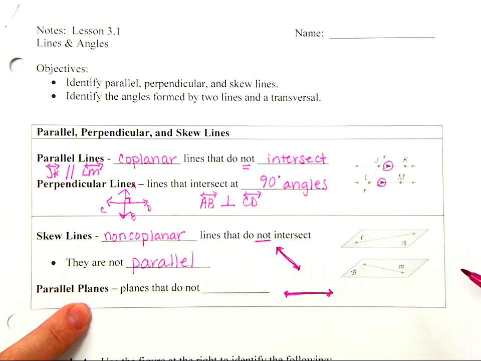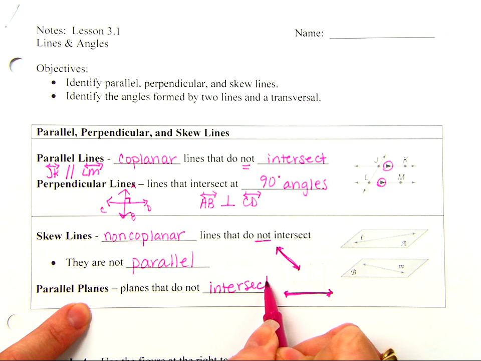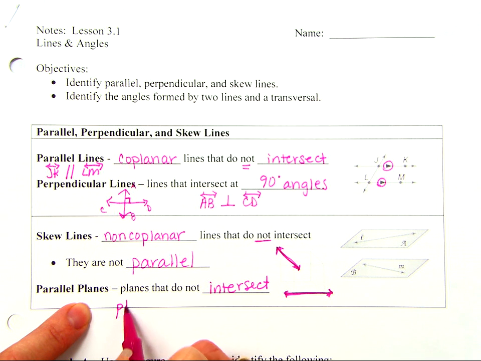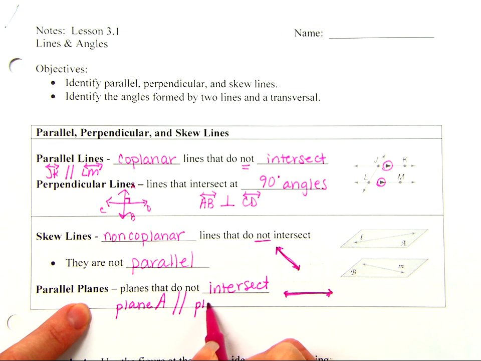Now, I can also have planes that are parallel. Parallel planes are shown here with plane B and plane A can be parallel. They are not going to intersect. And so if I were writing that, it would just be that plane A is parallel to plane B.